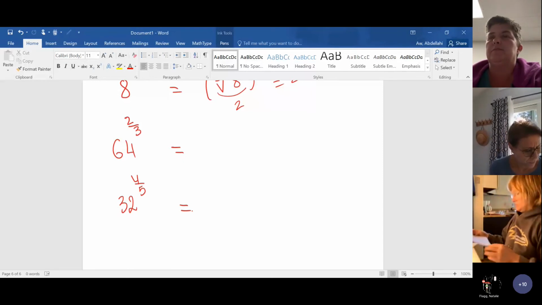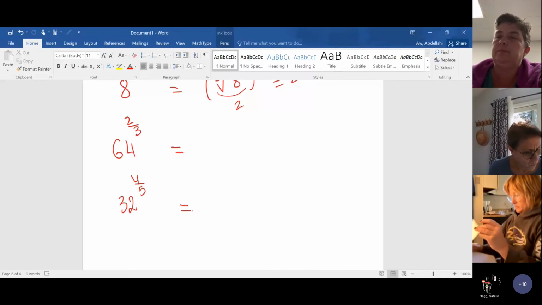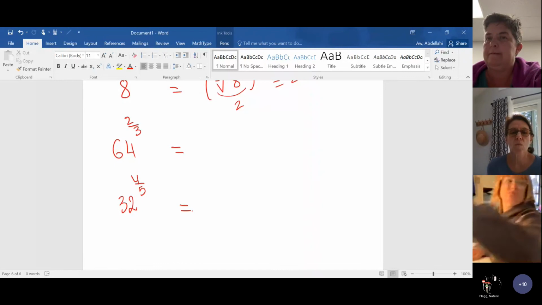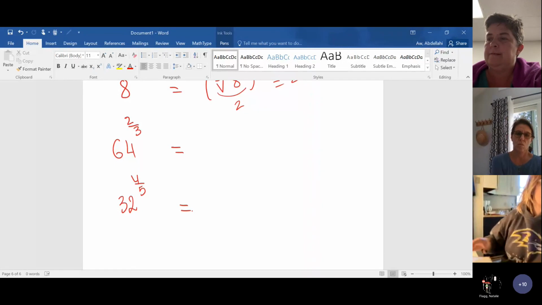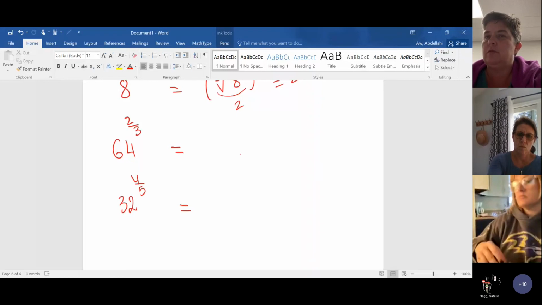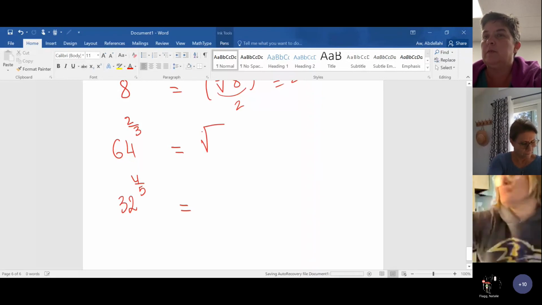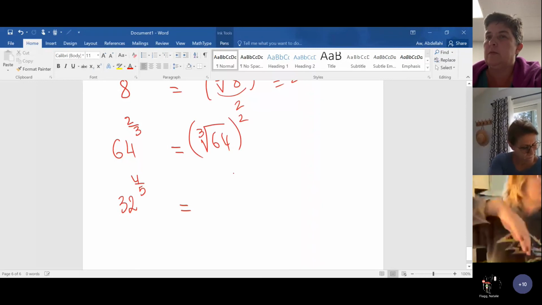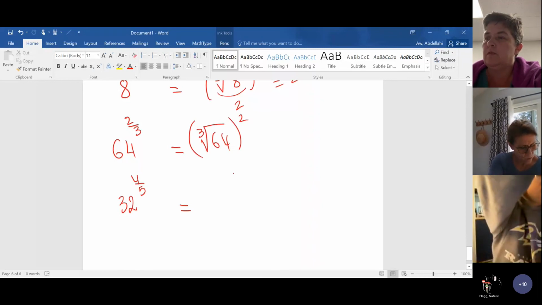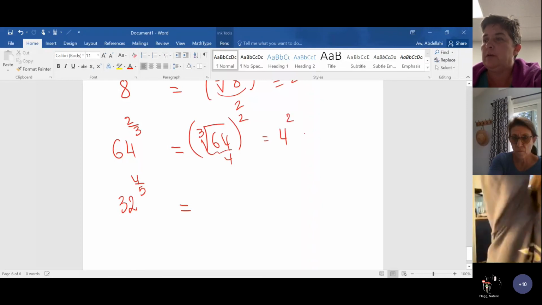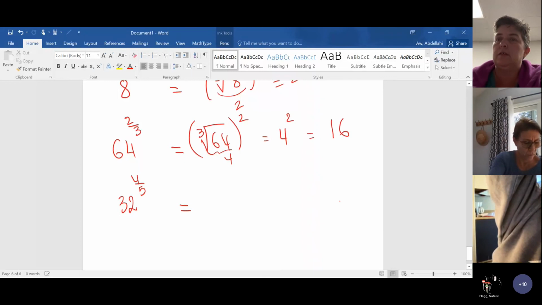Okay, so 64 to the 2/3 power. What do you prefer to do, the cube root first or the square first? What is easiest to do? The cube root first, right? You say it's the cube root of 64, and then we're going to square that. How much is the cube root of 64? It's 4. So 4 squared is how much? 16.